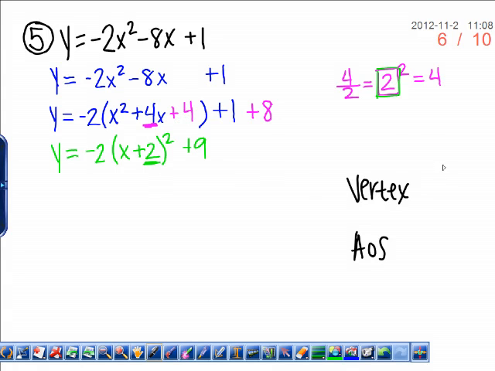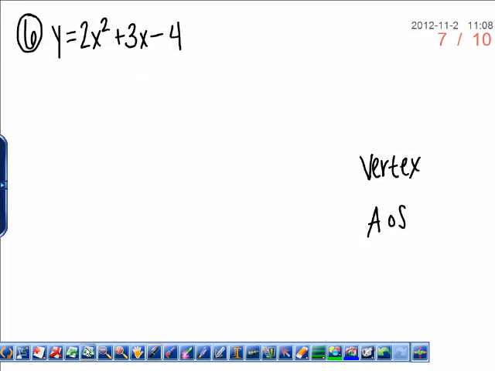Okay, vertex. Negative 2, 9. Axis of symmetry. Negative 2. All right.